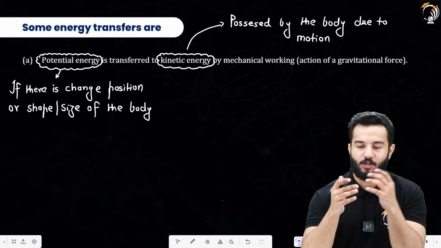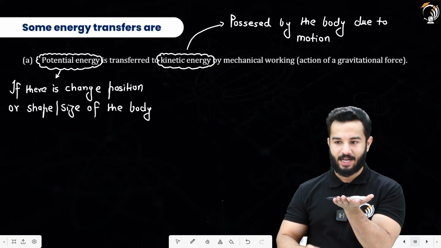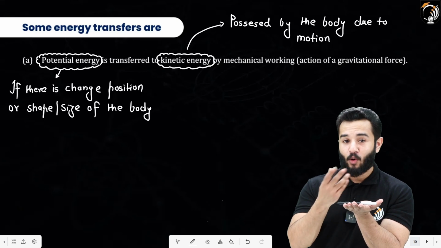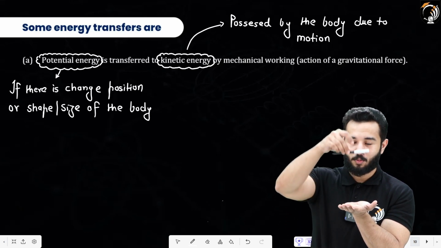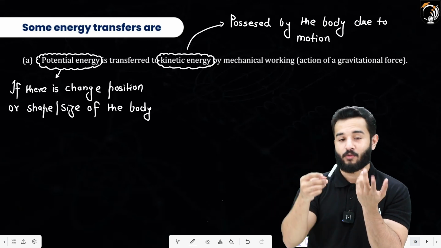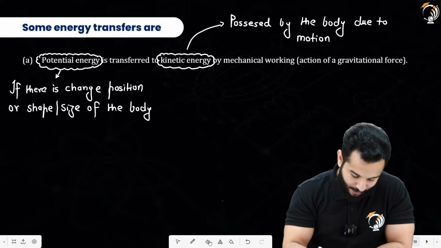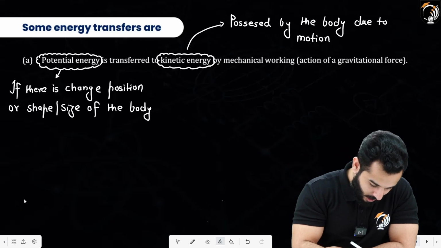For now, just assume that this is a body that is kept over here, right? Now I want to change its position. If I change its position, something like this, I have done work. Now when I say I, what I basically mean is, let's say I'm talking something like this.